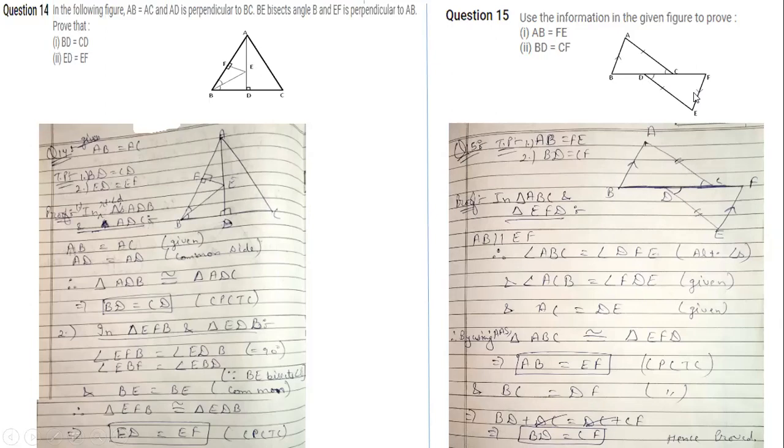And AC is equal to ED. By the angle side axiom, we can say that these two triangles are congruent. And if the triangles are congruent, AB is equal to FE by CPCTC. First part proved.